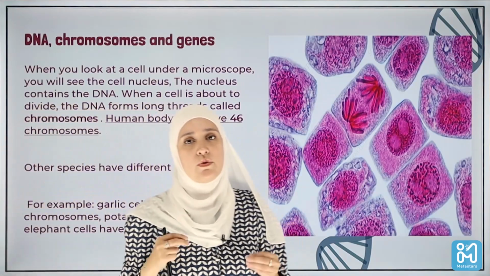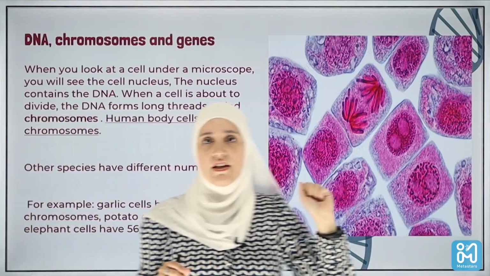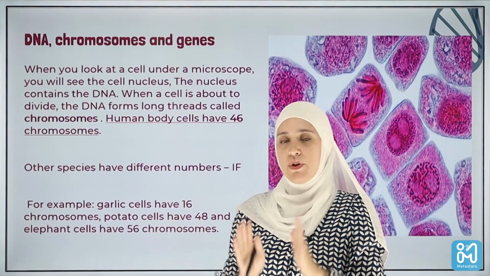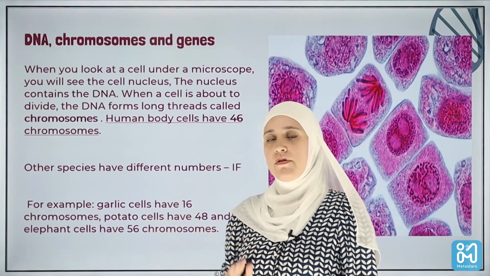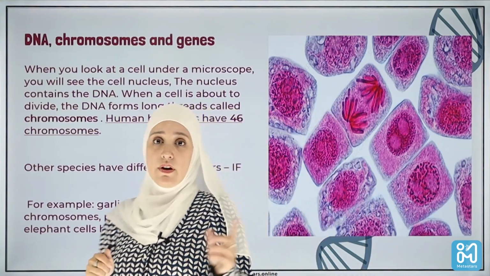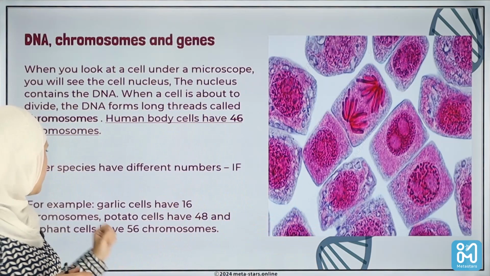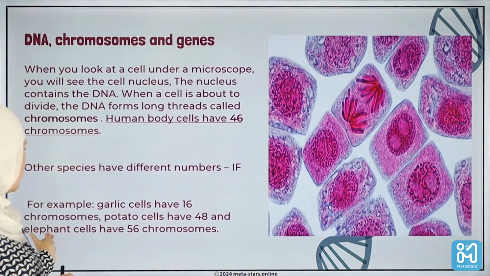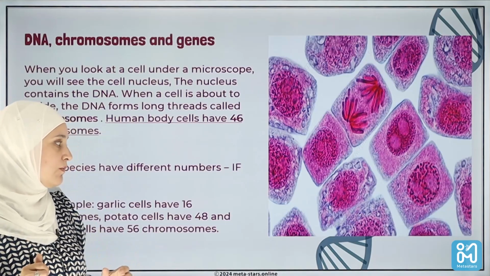Our human body contains, you have to memorize it, 46 chromosomes. All humans around the world, all of us, contain 46 chromosomes. Other species or other living things contain different numbers. For example, garlic, which is a kind of plant and a living thing, contains 16. Potato contains 48, and elephants contain 56 chromosomes.